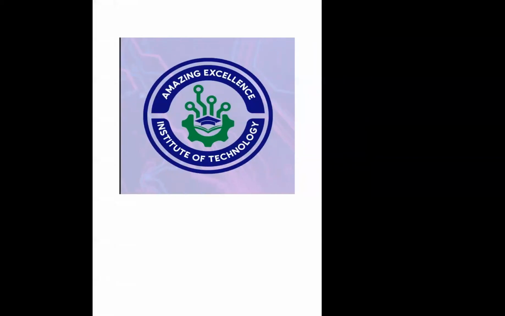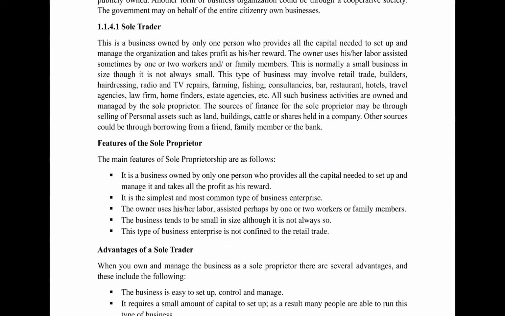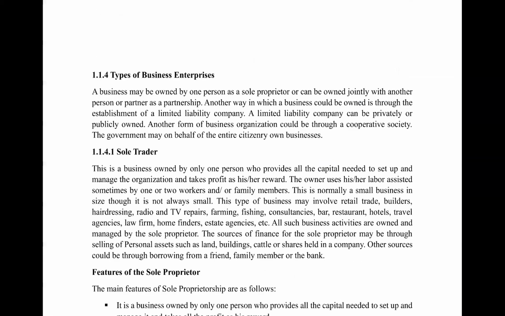Welcome to today's conversation in business admin, and we're looking at the second unit. The second unit is devoted to the study of the different business enterprises. Basically, we want to introduce you to different business enterprises. We want to understand the different types of businesses.